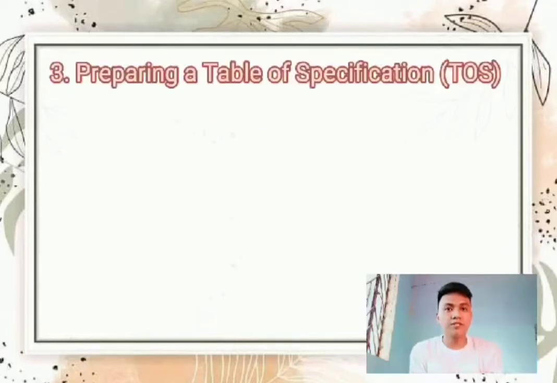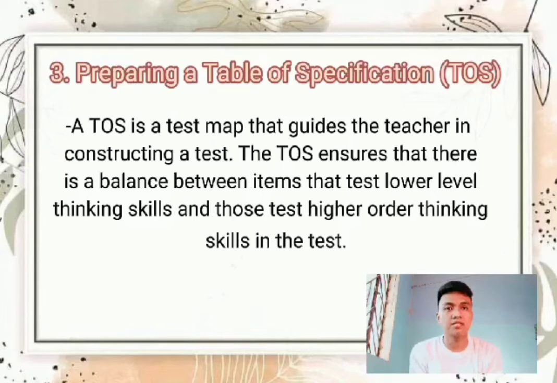The third step is preparing a table of specification or the TOS. Let us first define what a TOS is. A TOS is a test map that guides the teacher in constructing a test. The TOS ensures that there is a balance between items that test lower level thinking skills and those that test higher order thinking skills in the test.